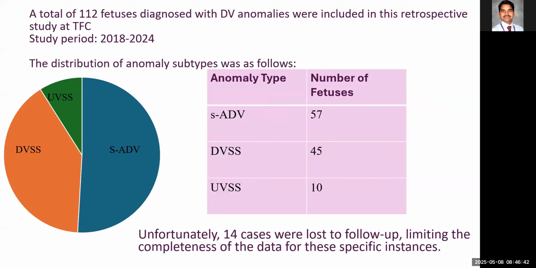In our center, we have done a retrospective study. Data were collected between 2018 and 2024. We have studied 112 fetuses diagnosed with DV anomalies. We have categorized them into three categories: simple agenesis of DV, ductus venosus systemic shunt, and umbilical vein systemic shunt. There were 57 cases of simple agenesis of DV, 45 cases of ductus venosus systemic shunt, and 10 cases of umbilical vein systemic shunt. Next slide, sir.